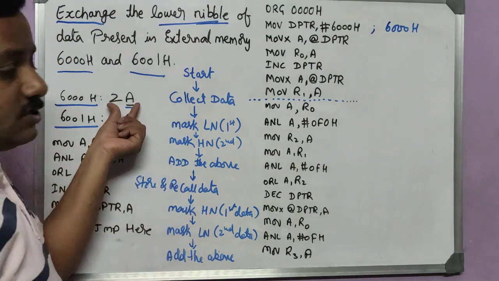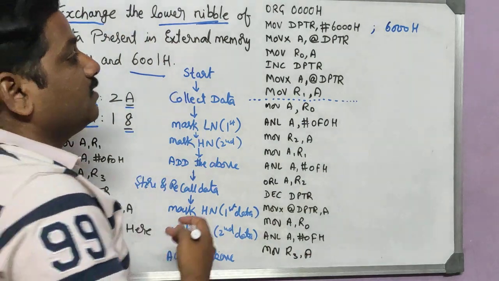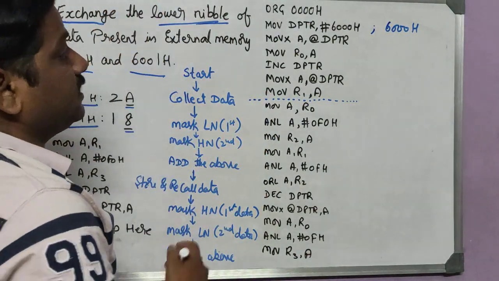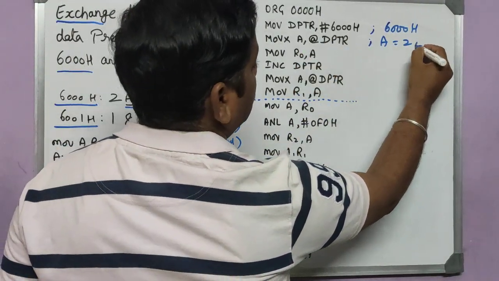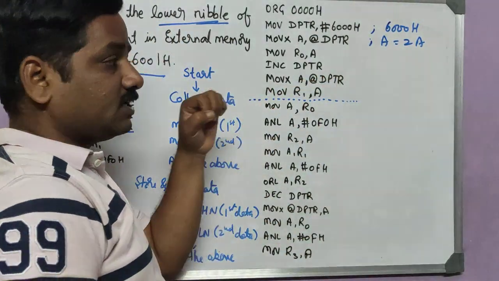Okay, so first input is 2A. I will take that into accumulator. So collect it into accumulator, because we cannot use DPTR for further process. Now what happens? Accumulator will have the input 2A. First data has been taken.